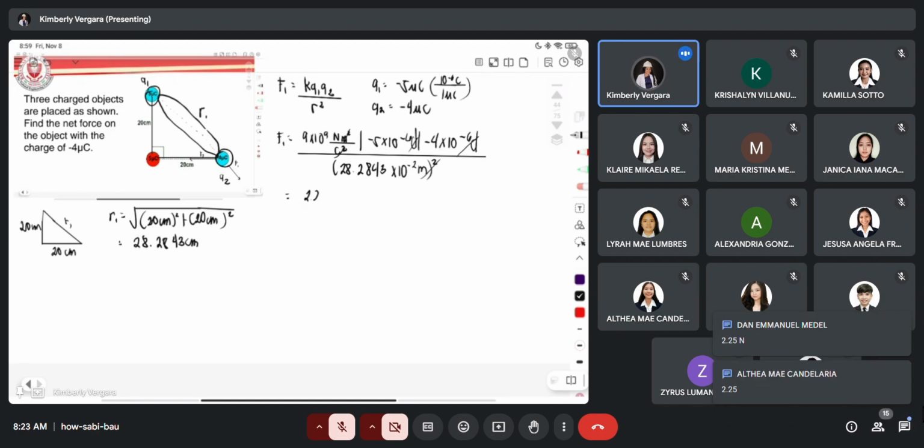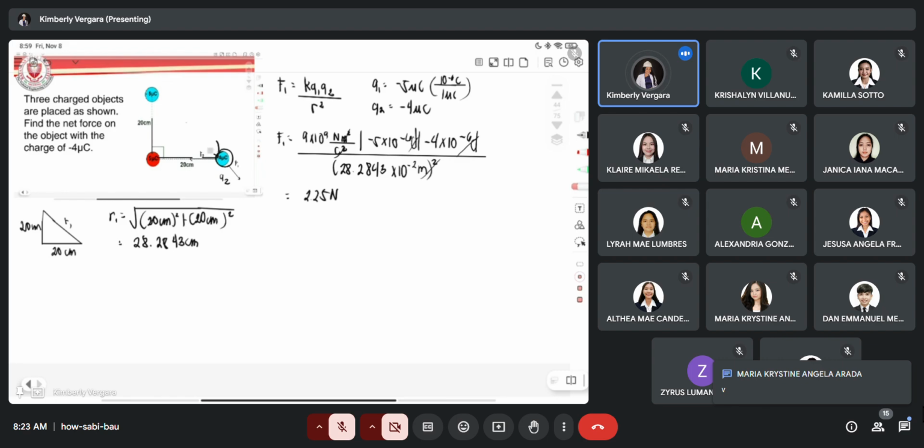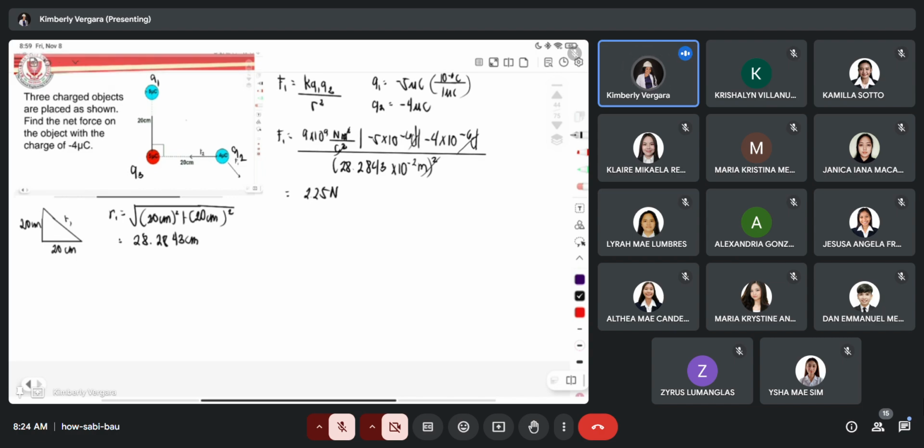2.25 newtons. Okay, so we already have the F1. Next, let's get F2. Ito ay Q1, Q2. Tama. Next, sabihin this is Q3. So, F2, ito po ay sa pagitan ni Q3 and also Q2.